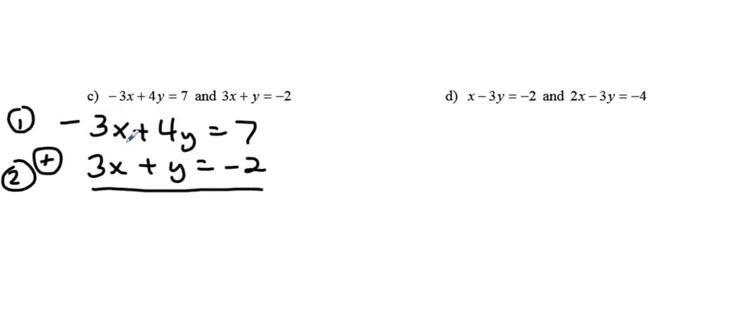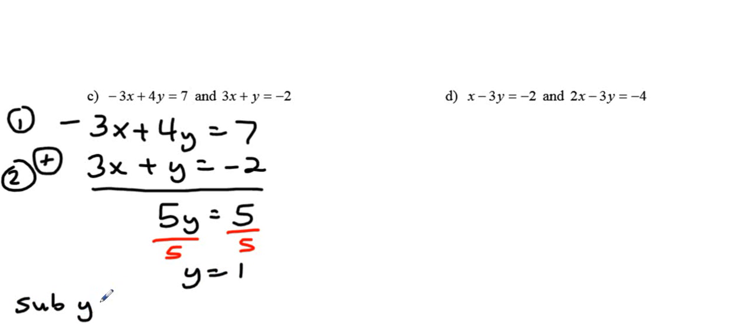So 4 plus 1 is 5y, and notice how I'm getting a little more sophisticated now. 7 plus negative 2 is also 5. Not even bothering to add these and put the 0 in. I don't care. It's going to be 0, right? So I'm just going to leave it as 5y equals 5. Divide through both sides by 5, and you end up with y equals 1. We're going to sub y equals 1 into, let's go into 2.